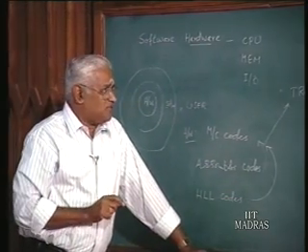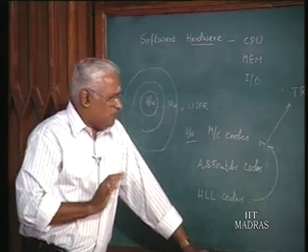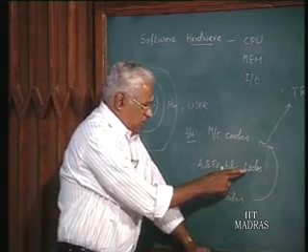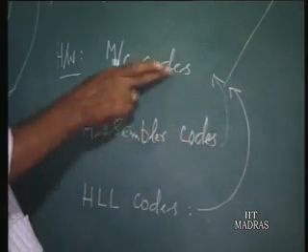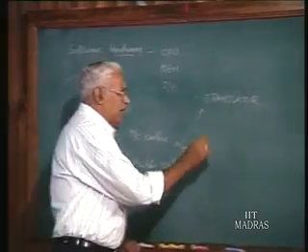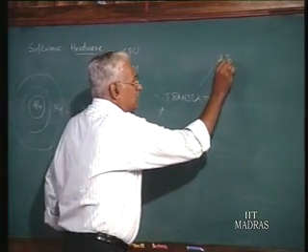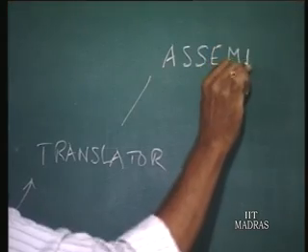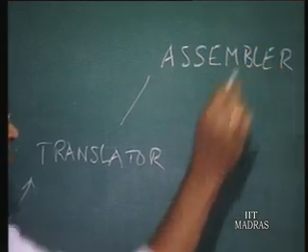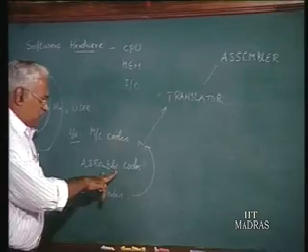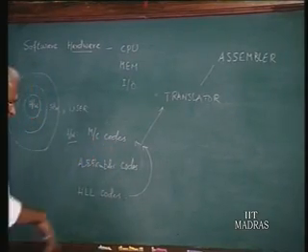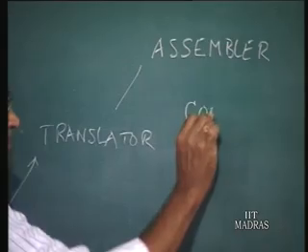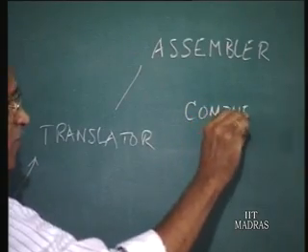However, these translators are somewhat different. Now, what difference is that? For instance, when you translate from assembler level to machine code level, they are specifically called assemblers. That is, the program which translates the assembly language code to machine code is called an assembler, whereas when the high level language code is translated, they are called compilers.